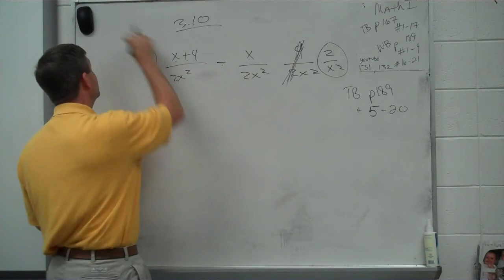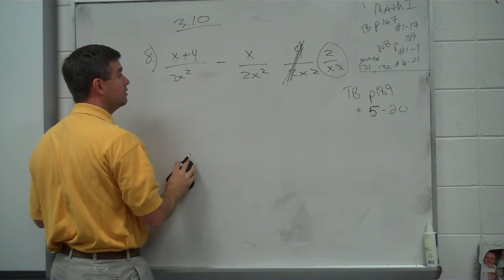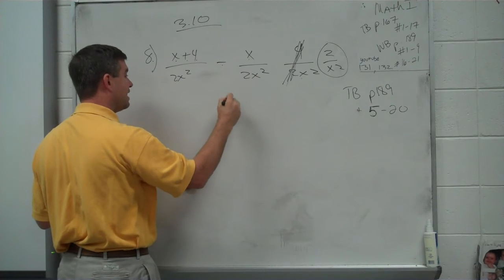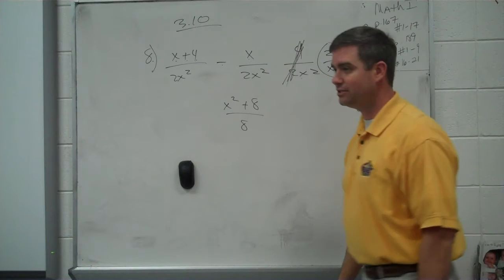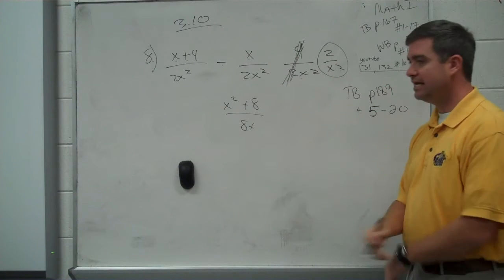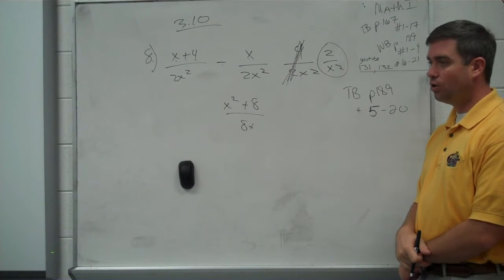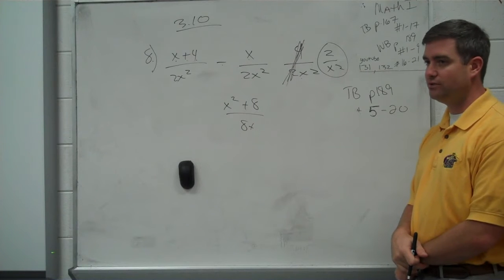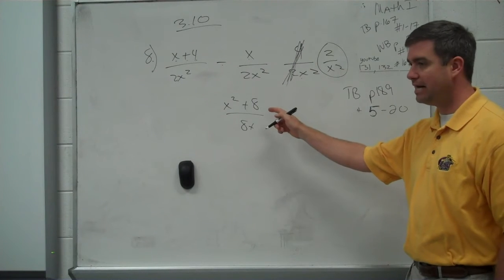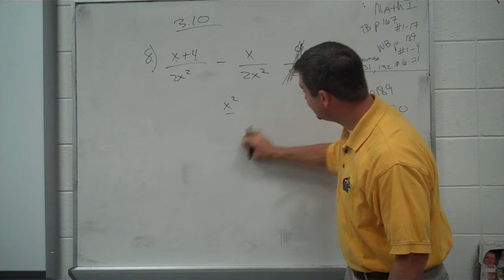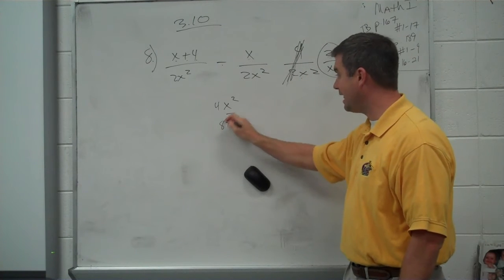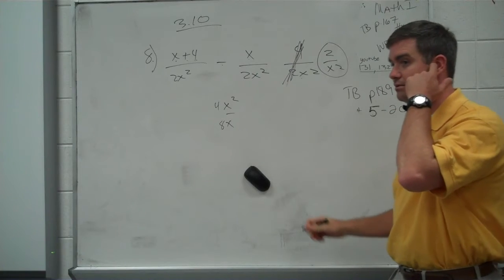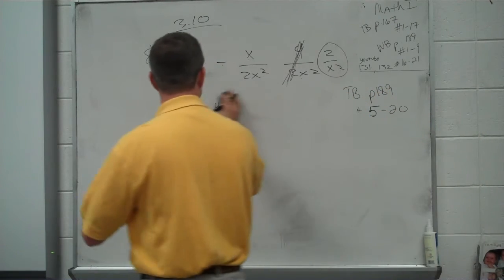Cancel, cancel, cancel. I thought if it had an x, it was its own kind of thing. No, that only applies if it's like this. Now I can't do anything. People want to cancel the 8's or the x squareds, and you can't do that, not there, because it's a binomial. But if I have this as my answer, I better be canceling. Or if I've got a 4 and an 8, then I better be canceling those. Why? Because they're monomials.